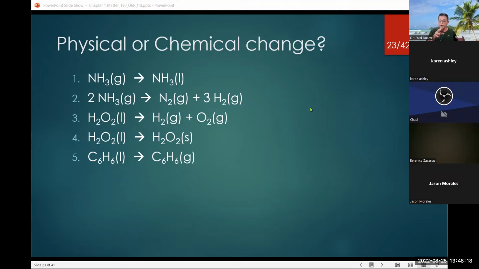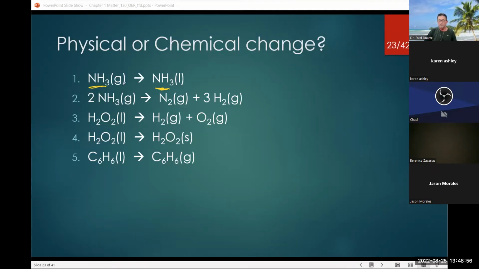Because I stated that if you look at the formula as a reactant and then go look at the formula as a product, if there's a change in the formula, guess what? You have a chemical change. In this case, we have NH3, and I'll tell you what that is. I think we're all familiar with this. Something happened to NH3, but chemically, nothing chemically happened. Why? Because I still got NH3 as the product. Okay, so structure didn't change.